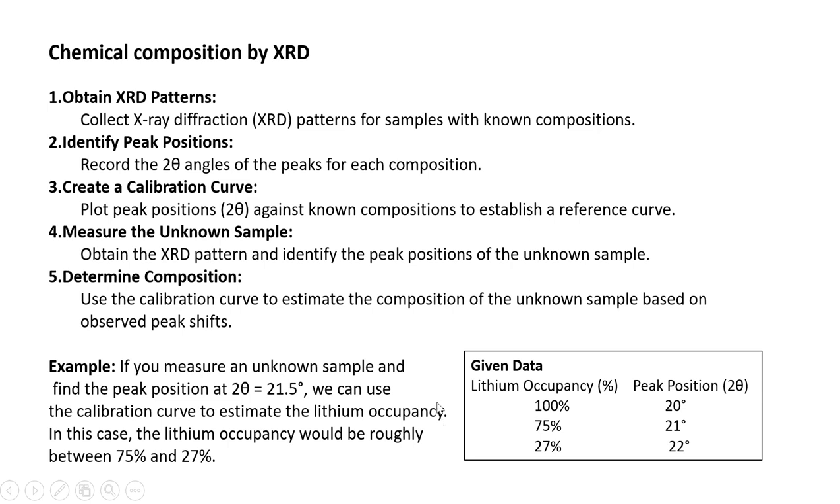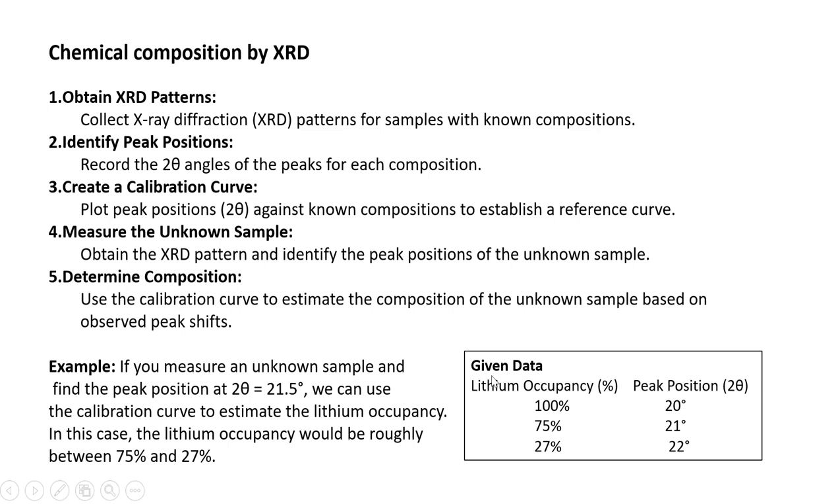First of all, we have to obtain the XRD patterns of our known composition. Then we have to identify the peak position. Then we have to create a calibration curve. Then we have to measure the unknown sample, and using the calibration curve we have to estimate the composition of the unknown sample based on the observed peak shift.